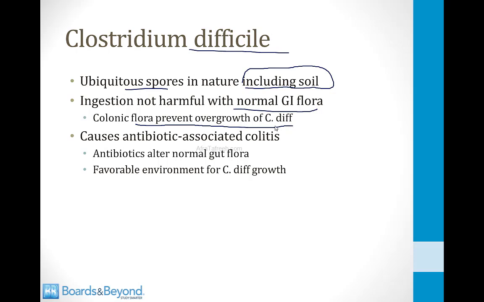difficile causes, and the reason you see it so much in the hospital, is it's associated with antibiotic colitis. So if you take antibiotics, this alters the normal gut flora, and this creates a favorable environment for C. difficile. So many hospitalized patients are on antibiotics for various infections, and they're also exposed to C. difficile. And what happens is they then get this antibiotic-associated colitis from this bacteria.